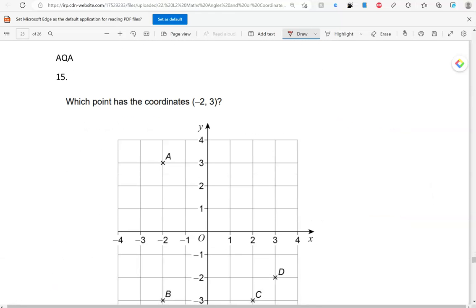Which point has the coordinates -2, 3? So start from -2 and going up to 3. That is point A.